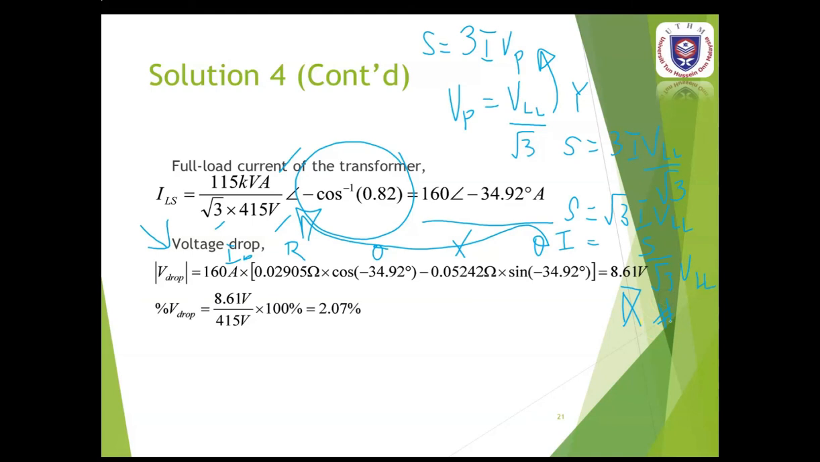Now you calculate the percentage of the voltage drop. You divide the magnitude of the voltage drop by the low voltage system voltage, which is 415 volts, and multiply by 100%. Now you get 2.07 percent, and this is the percentage of the voltage drop for the transformer.